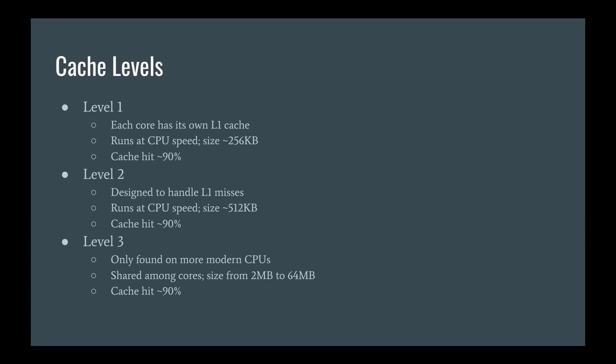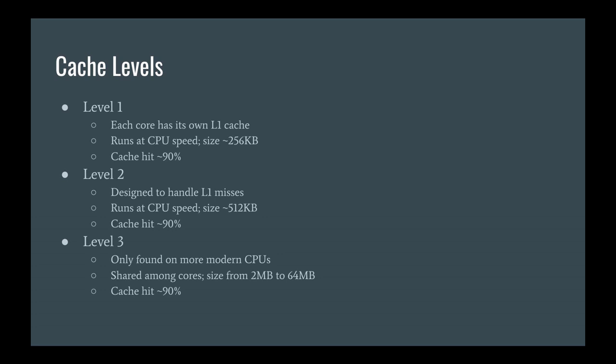Level 2 cache is to continue maintaining that performance speed rather than jumping out to main memory. Level 2 cache is going to be looked at next if level 1 has a miss. So level 2 cache also runs at CPU speed. It's about twice the size of level 1 cache. It also has a hit rate of 90%. So between level 1 and level 2 cache, we have about a 99% hit rate of finding the next command in cache instead of going to main memory.